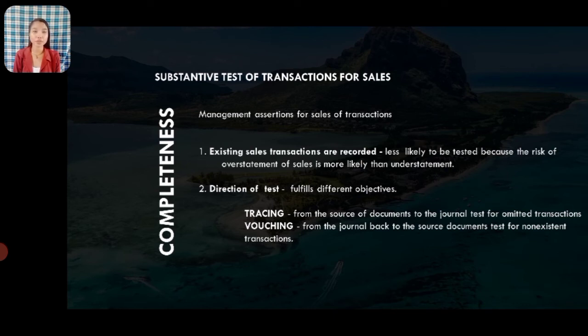In order for you to track which are the non-existent transactions that have been recorded, or if there are omitted transactions, you need to do the direction of test. So direction of test fulfills different objectives. The first one is tracing: from the source document to the journal, to test for omitted transactions. And when we say vouching, from the journal back to the source document, to test for non-existent transactions. Now, I will discuss the difference of the two.